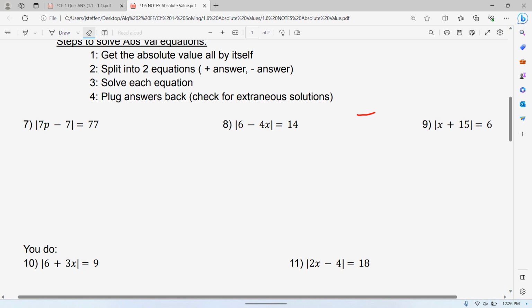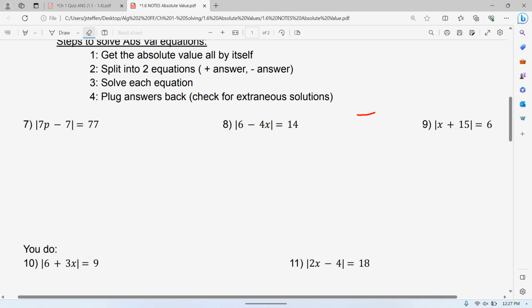Again, if you look at 7, 8, and 9, the absolute value is all by itself. So the first step is already done for some of these. The second step, you're splitting up your one equation into 2 equations. You have a positive answer and a negative answer. That is what the absolute value does, and that's where you can get rid of it.